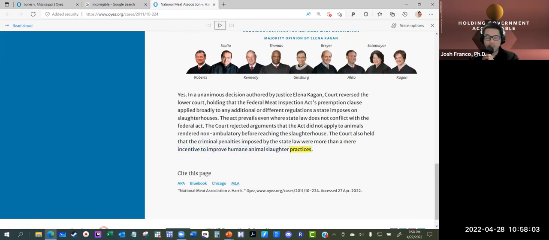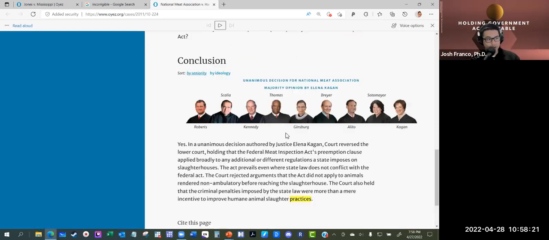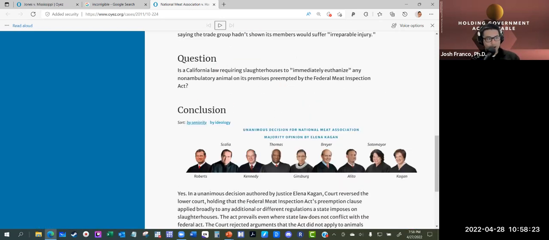And so here you see an example where the state, having its preference, passes a law, someone disagrees with that preference, and they won't go to the state courts to try to remedy it. In this case, they'll go to federal courts because there's federal law saying that our law comes before the state law. And then here we find that the Supreme Court answered the question: is the California law requiring slaughterhouses to immediately euthanize any non-ambulatory animal on its premises preempted by the Federal Meat Inspection Act?